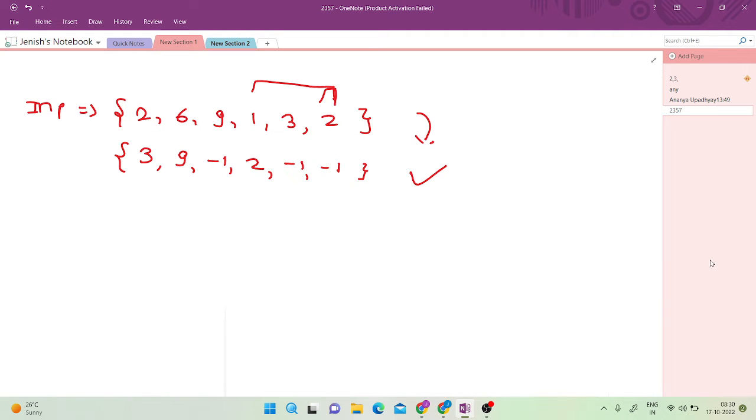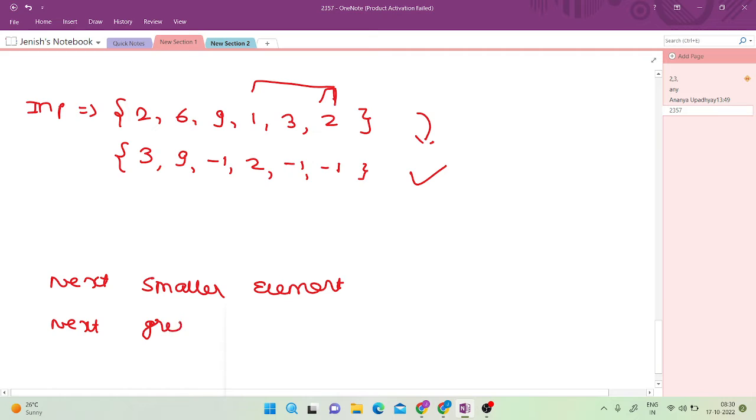Now the thing is, how would you approach to solve this problem? So generally, when you have something like next smaller element or next greater element on the right, next smaller element or next greater element, right? So we know that we could solve this with the help of stack data structure, right? We already know that.